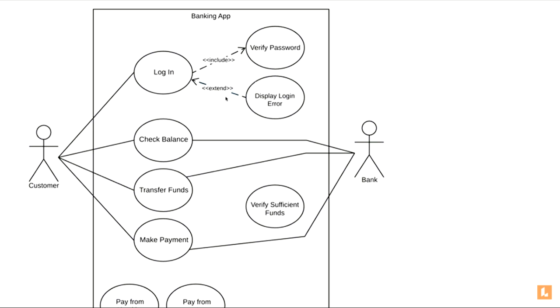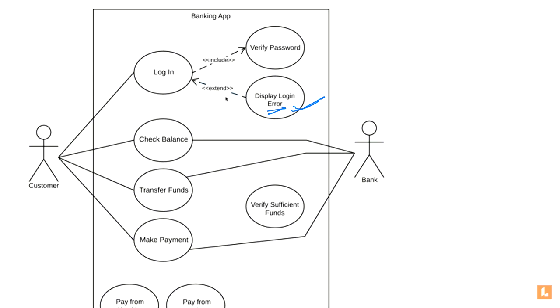Same example of this customer. Suppose this was my first use case: whenever login is called, every time you have to verify the password. But this second use case which I have created, display login error, is not there every time. Only when you have entered a wrong password or a wrong user ID, or there is some error. Only in those exceptional, circumstantial cases will this display login error be called. That is why see the direction: the extend direction is towards this.